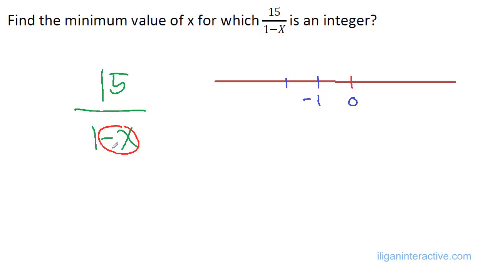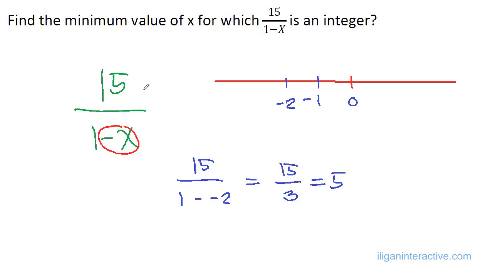How about if x is negative 3? And negative 2, I mean. Well, if x is equal to negative 2, what will that be? 15 over 1 minus negative 2, you got a 15 over 3, you got a 5. So that works. But we want to look for the minimum value.